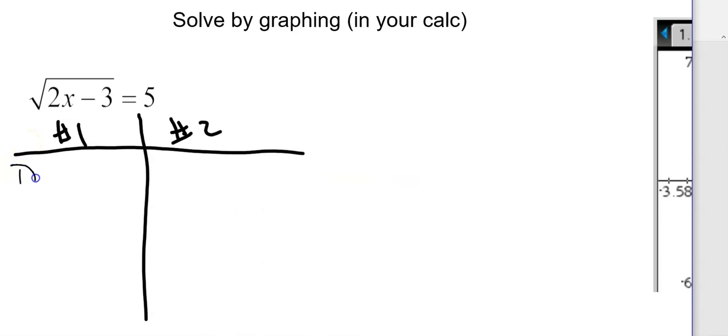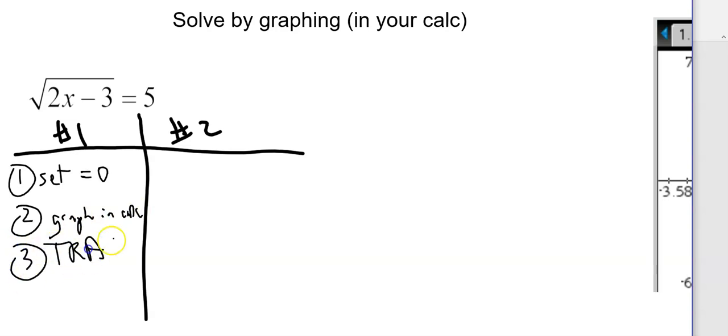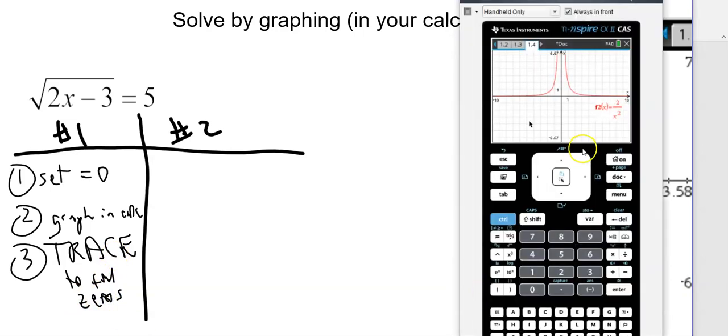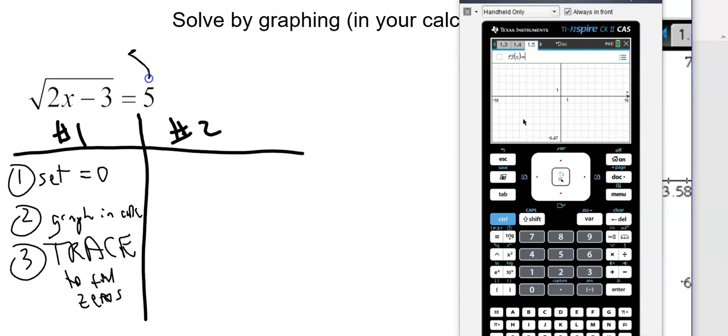So you can set the equation equal to 0, graph in your calculator, and then use trace, the trace command, to find the zeros of the graph. Let me show you what that would look like. So in this case, you go to graph page. So this just takes one step to solve it.